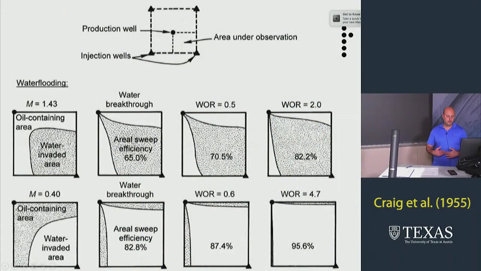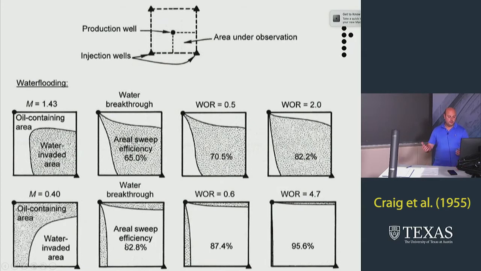A lower mobility ratio gives higher sweep efficiency. Okay? One way to think of it is that a low mobility ratio means that the oil viscosity is lower compared to the water viscosity. Obviously, relative permeabilities are there as well. At breakthrough, when the water first gets there, you can see that the higher mobility ratio has worse sweep efficiency than this.